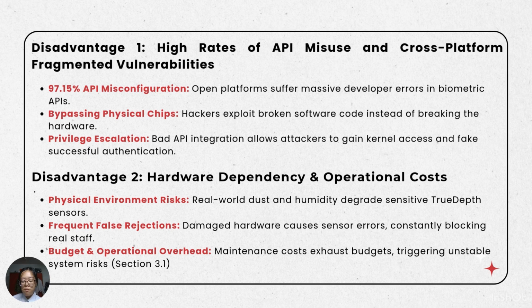However, it also has disadvantages. The cross-platform deployment faces high rates of API misuse. Research shows a shocking 97.15% misconfiguration rate on open systems. Attackers can easily bypass physical chips through broken software code to achieve privilege escalation.